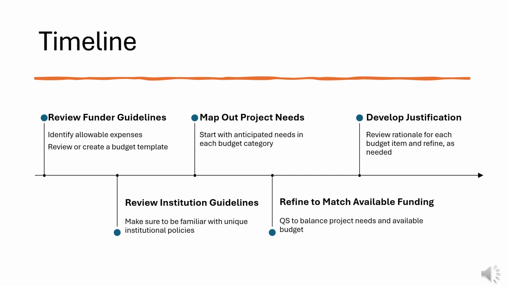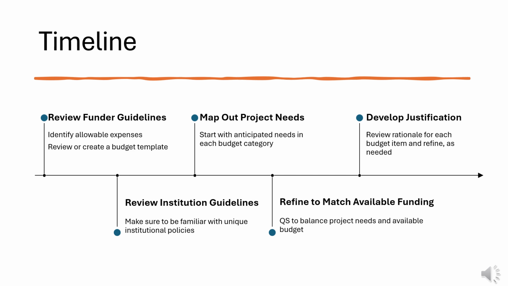On this slide, you will see a general budget development timeline. As a first step, it is essential to review funder guidelines to identify allowable expenses. Reviewing or building a budget template at this stage can help with planning. Next, make sure that you are aware of and consider institutional policies. For example, at my institution, we cannot separate out printing costs for standard printing, so that is not something that I ever put into my budget.